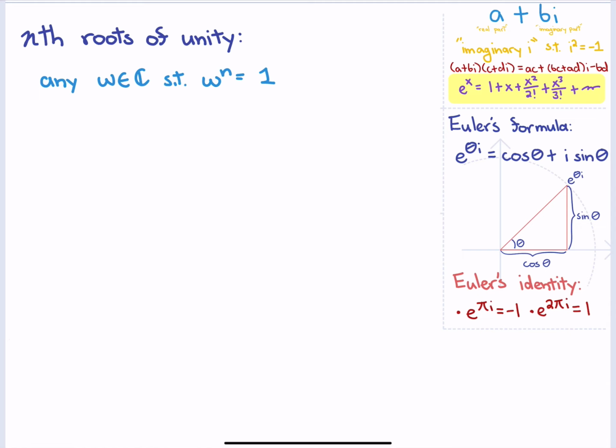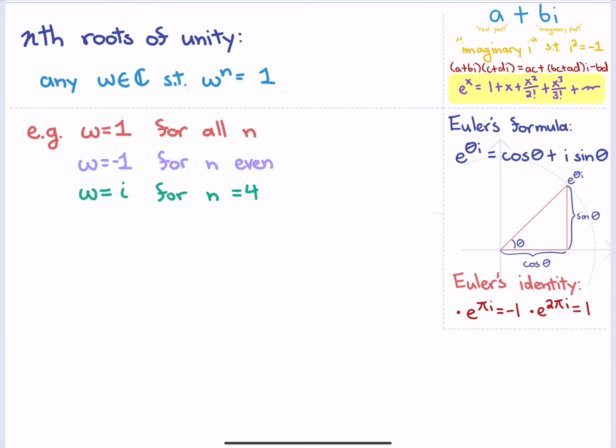If n is even, then what would also be another root of unity? Well, i squared is negative 1, so negative 1 would always work if n is even. Now what if n is a multiple of 4? Then i is okay, because i squared will give you negative 1, and squaring that again will give you 1. Okay, so those are some really simple examples.